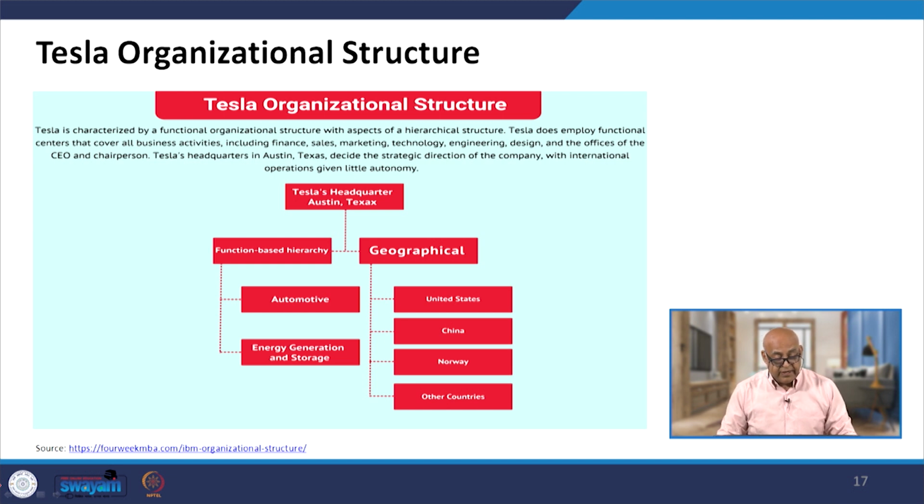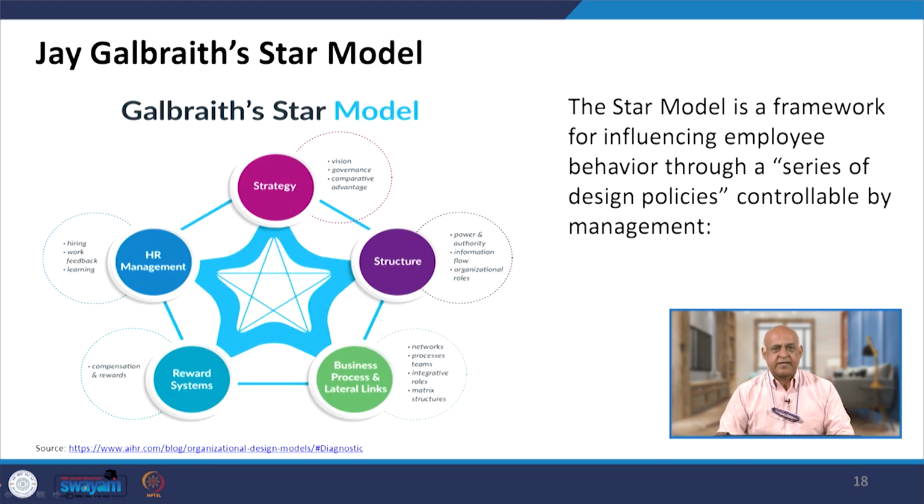Now, in Tesla's headquarters in Austin, Texas, there is a function-based hierarchy. And it is geographical, as I was mentioning, about organizations located internationally and globally, where the function-based hierarchy follows the geographical location. So, in the geographical locations, for example the United States, China, Norway, India and other countries, we will find automotive and energy generation and storage. Similarly, in the organization structure of multinational global organizations, there will be, for example, an Asian head, and for other countries also there will be different managers.